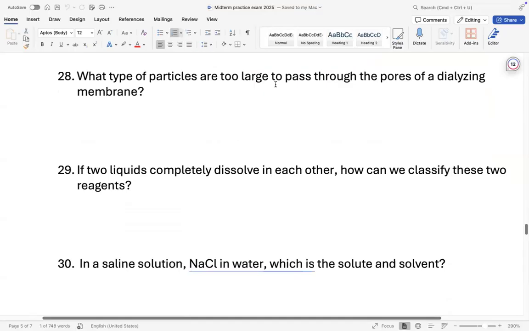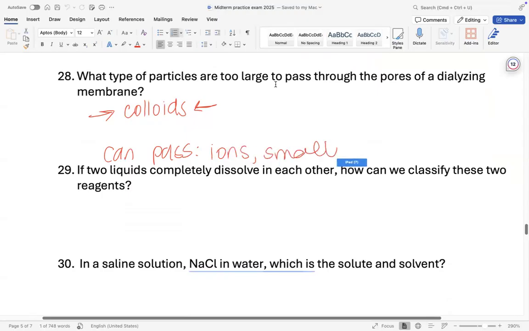All right, 28. Which type of particles are too large to pass through a dialyzing membrane? That is colloids. These are too large, all right? Things that can pass are ions, small molecules, and water, but colloids can't pass, all right?